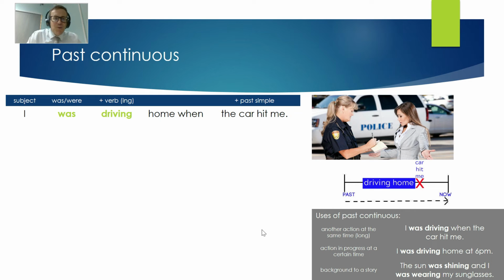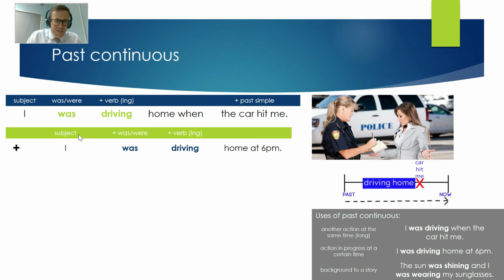So, how do we form the past continuous? So we have I was driving. This is subject, was, and the verb ing. I was driving. If we change it to you, we change to were. You were driving. And he is was and we is were.